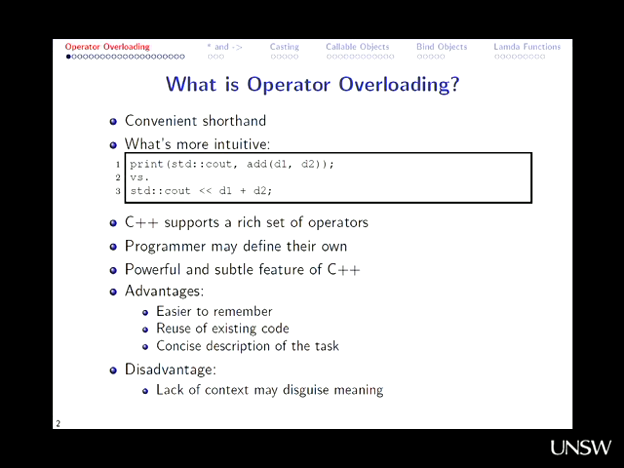But there is one major disadvantage, which is that the lack of context may disguise the meaning of what something is doing. If we overload the plus operator to subtract, completely fine, you can do it, but it's a dumb thing to do. We can disguise the meaning and the context of what we're trying to do. Okay? So that's the introduction to operator overloading.